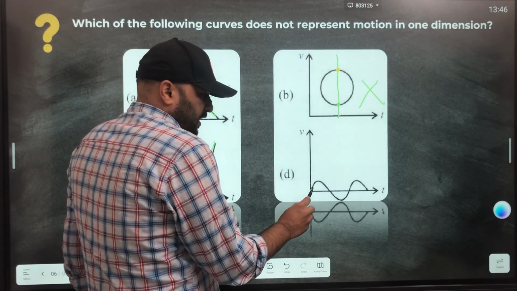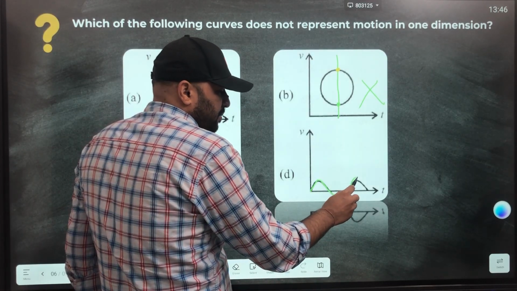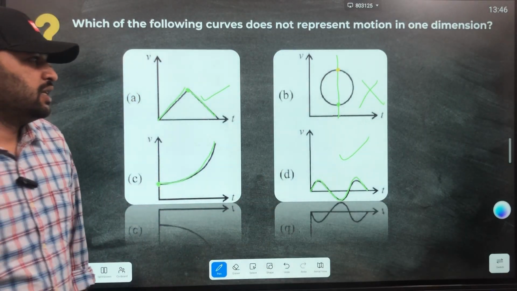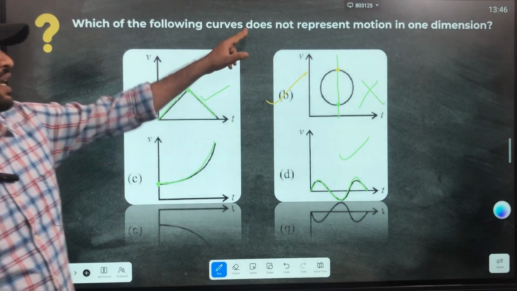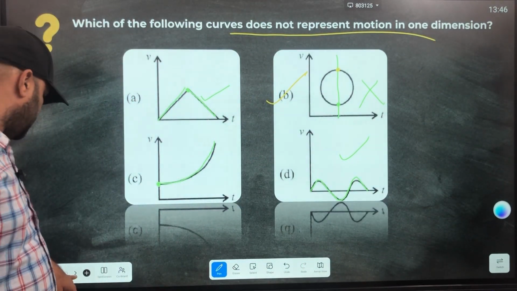Here, the velocity increases, decreases, becomes negative, again increases, positive, and so on. So possible. Only option B is not possible. So this is our correct answer in this case, that B graph is not possible because they are asking which does not represent motion in one dimension. Clear? Let's see this one next.